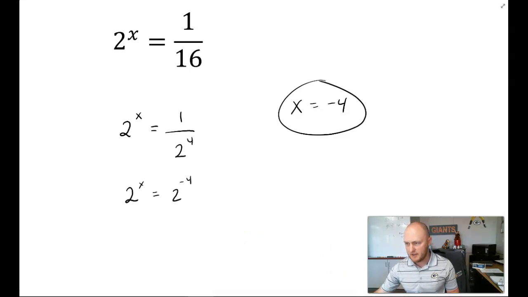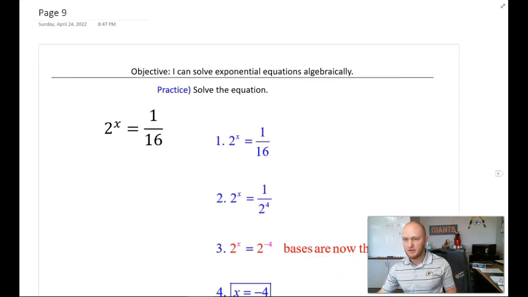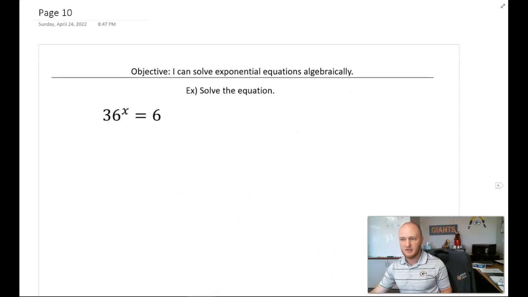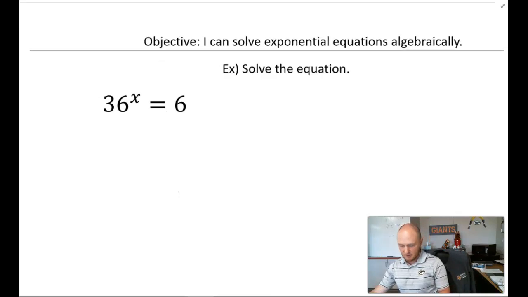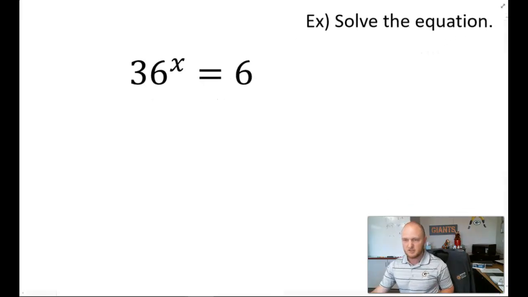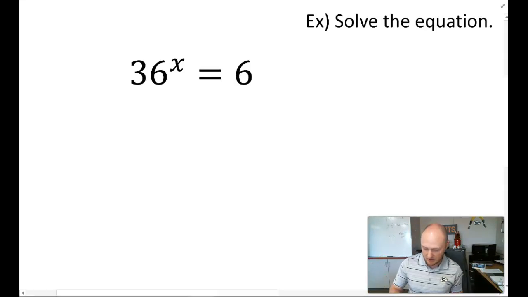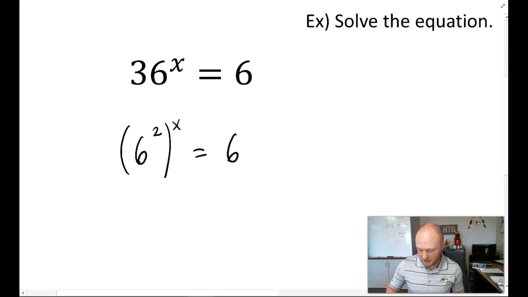All right, let's go ahead and kind of dial up the heat a little bit. Just a little bit. Okay, so I have 36 to the power of x is equal to 6. So I need to write these as the same base, and not too complicated. Here I have 36. Well, that's 6 squared. And 6, that's 6 to the power of 1.